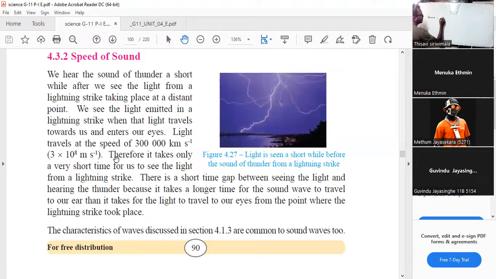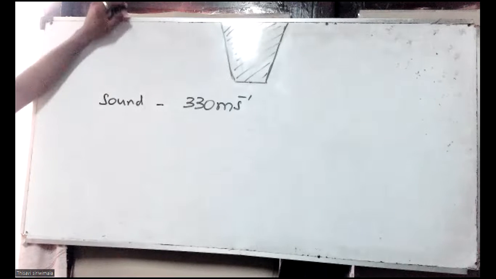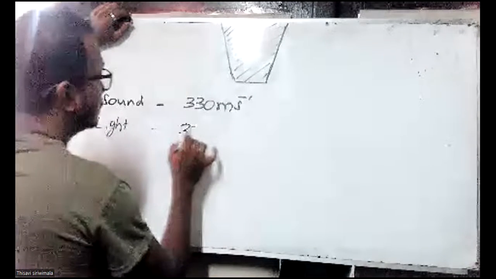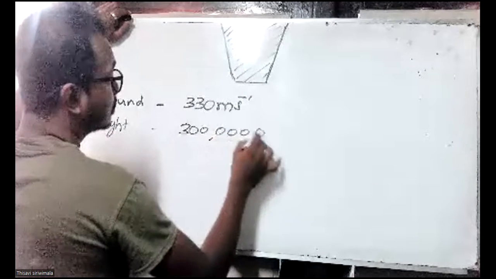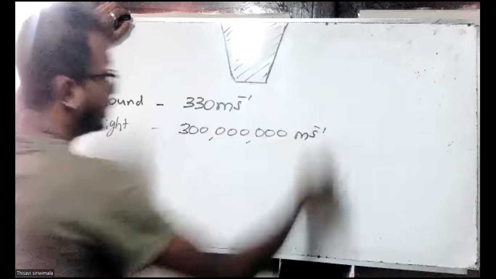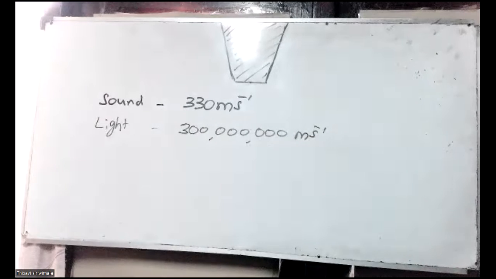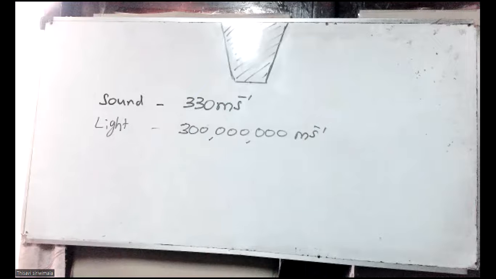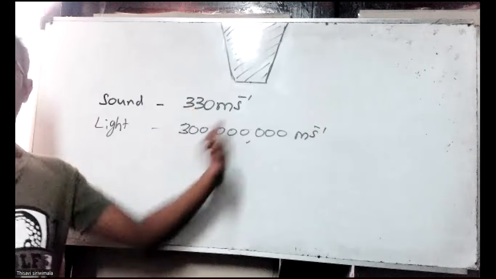So according to it, 330 meters per second. This is the speed of sound, right? 330 meters per second. So when it comes to light, this is the speed. See the difference? Because of this enormous difference in speeds, we can see the light as the lightning takes place. We can assume that it takes no time at all, but sound slowly comes.